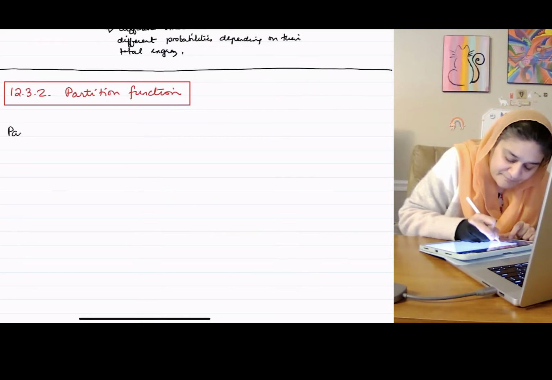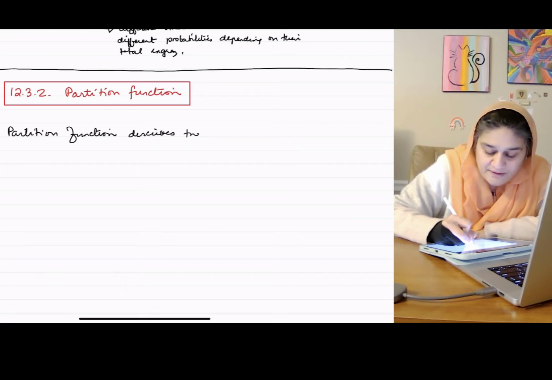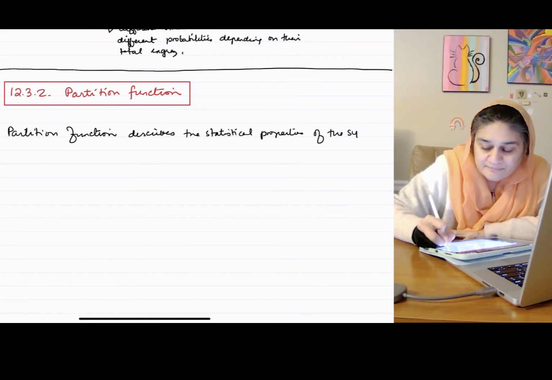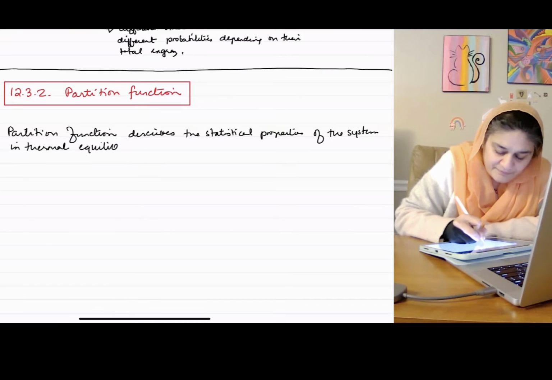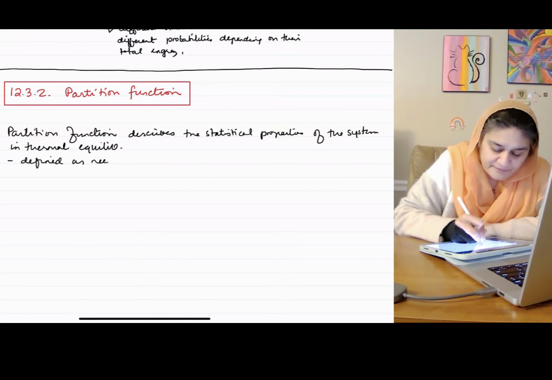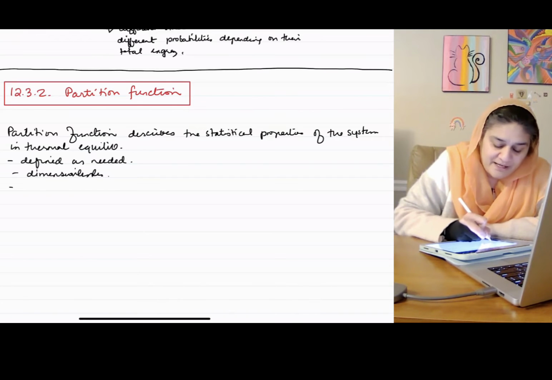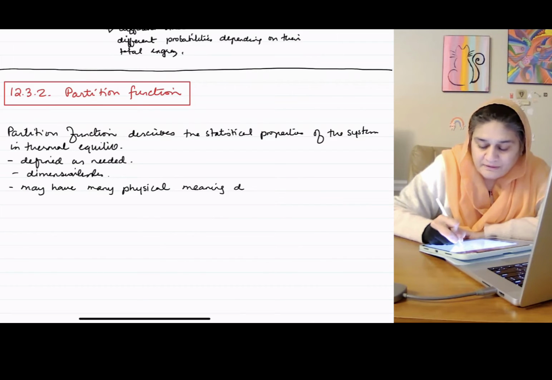A partition function describes the statistical properties of the system in thermal equilibrium. They are defined as needed. They are dimensionless. And they may have many physical meanings depending on the situation.